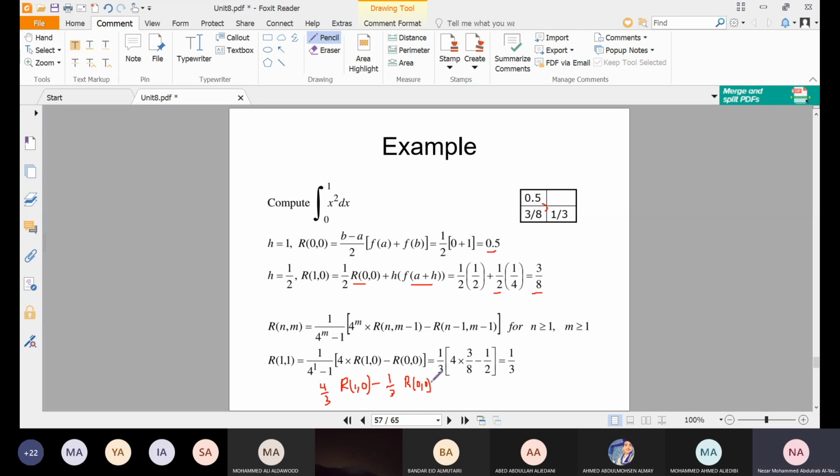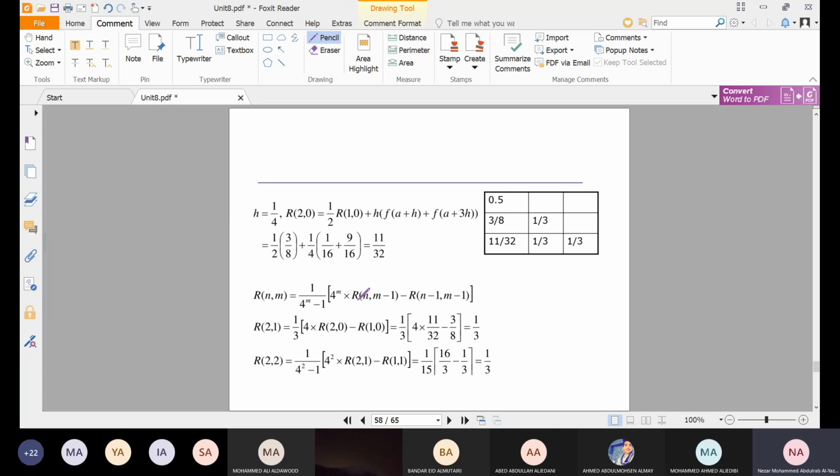Okay, so R00 is half multiplied by 1/3. So the new estimation will be 1/3 of the value of the integration. So if we want to enhance the estimation more, we can add more terms.